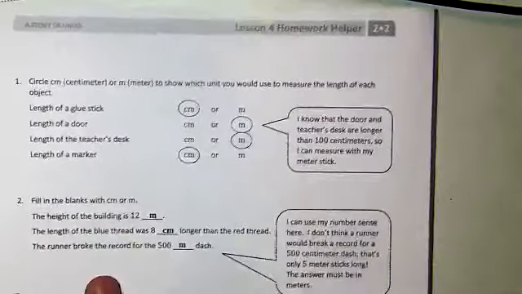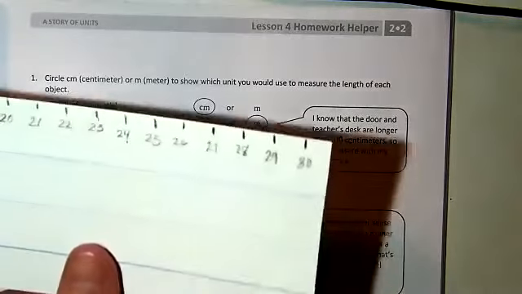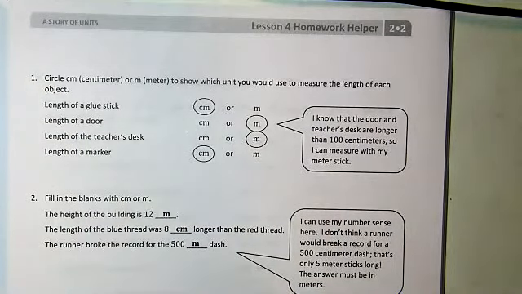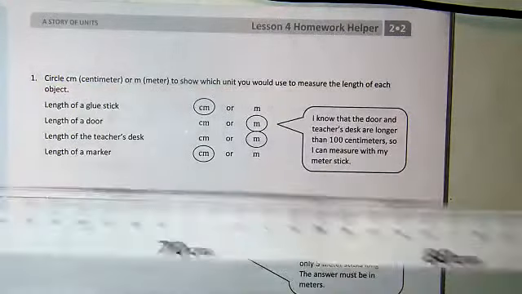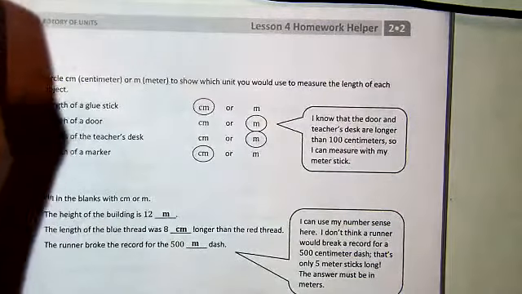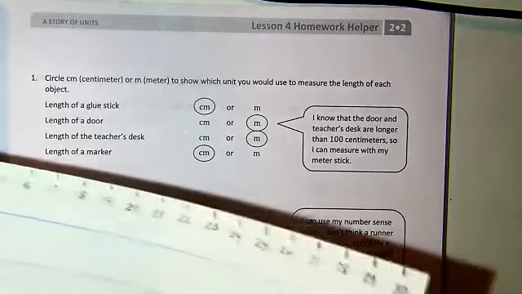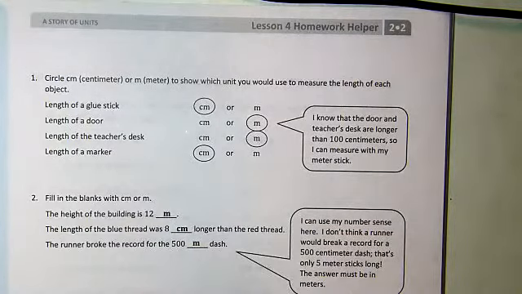In this top spot, this is part of what you did in class today. In this top part, you are just saying if you would measure something with centimeters or with meters. So if it's a glue stick, like we were just talking about, you want to use something small, you're going to use your centimeter ruler. If you're measuring a door or the teacher's desk, then it's probably at least 100 centimeters long, maybe more. You're going to want to use a meter stick, all right? If you're measuring the length of the marker, no, going back to the centimeters. We're not going to want to use the whole meter stick for that.